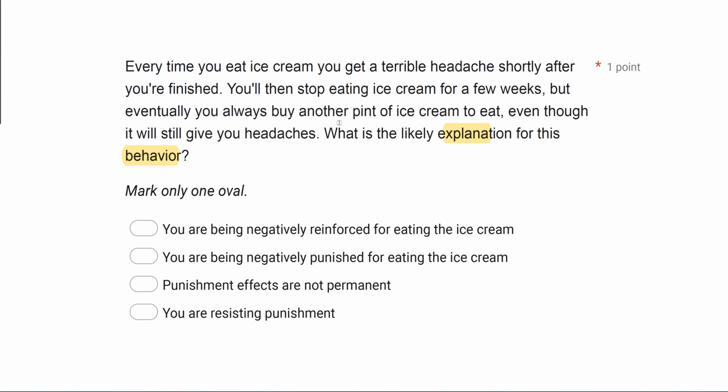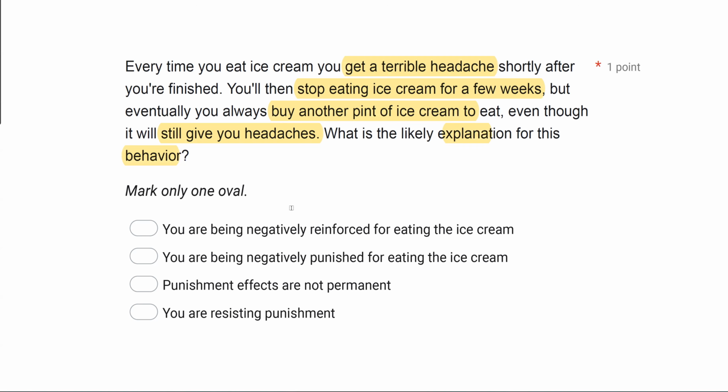Now, what behavior? Well, you eat ice cream and it gives you a terrible headache, which of course you don't want. So what happens is you get punished. You stop eating the ice cream for a few weeks, but eventually you always buy another pint of ice cream to eat, even though you know it's going to give you headaches. Now, why would you possibly do that? You're getting punished, right? You eat the ice cream, you get a terrible headache, so you stop eating ice cream for a few weeks. You say, I'm done eating ice cream, no more. However, a few weeks later, there you are, buying another pint of ice cream. How can we explain this?